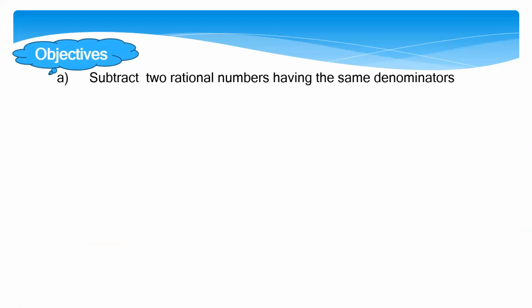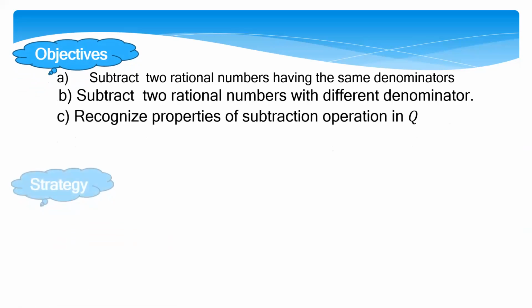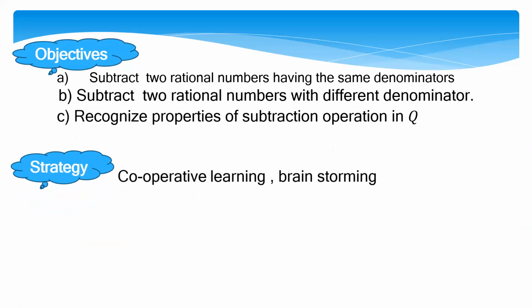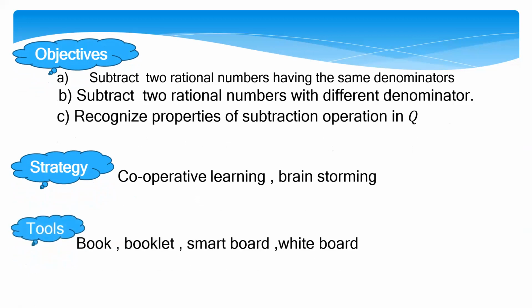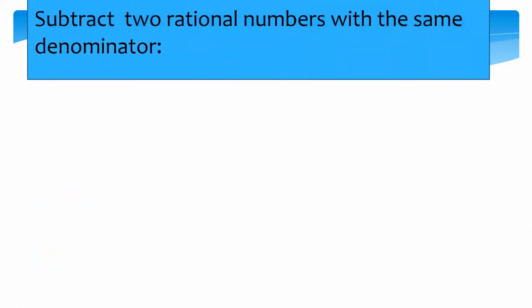We studied before how to add two rational numbers, and the meaning of a rational number. A rational number is a number in the form of a over b, such that a and b belong to Z, and b is not equal to 0. We also studied how to represent rational numbers on the number line, and the properties of addition. Today, inshallah, we will subtract rational numbers.